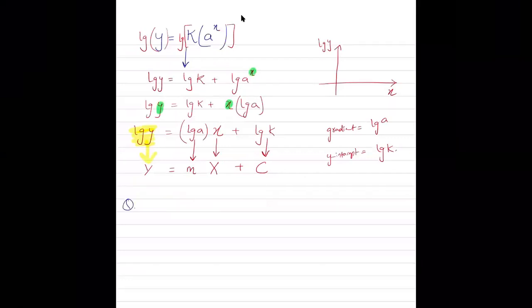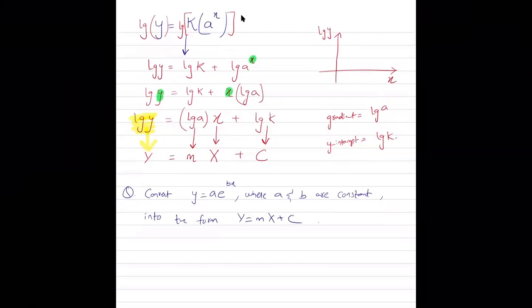So let's say the question says convert y equals a e to the power of bx, where a and b are constant values, and it says convert this into the form y equals mx plus c. What should be my first step?